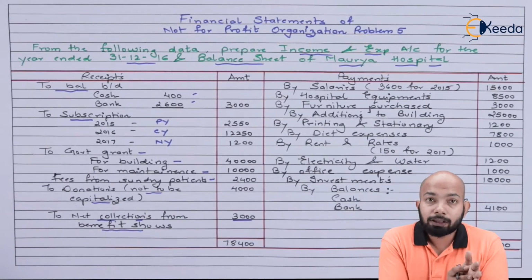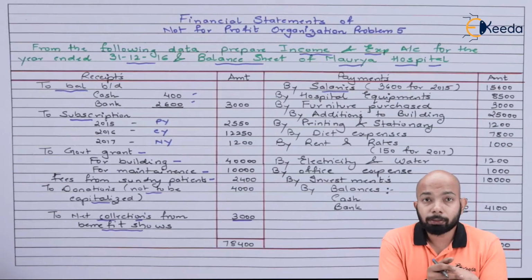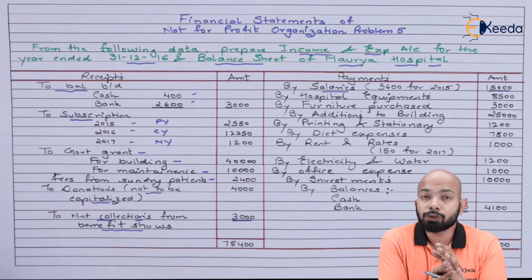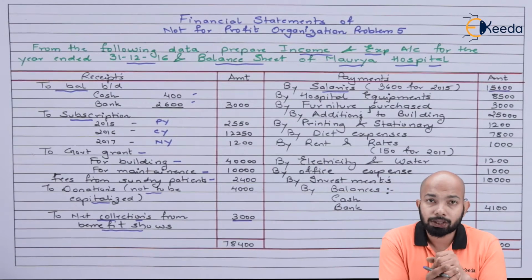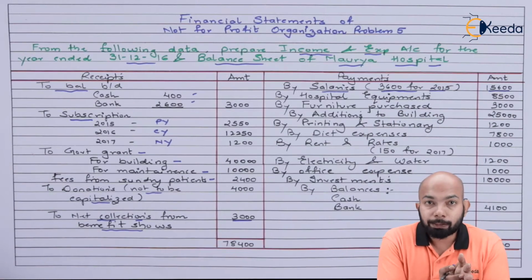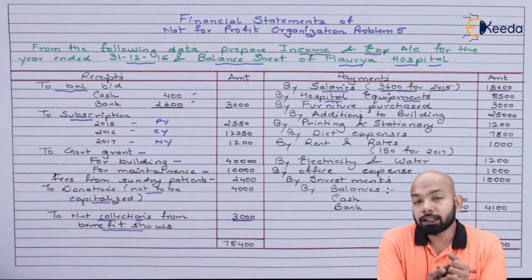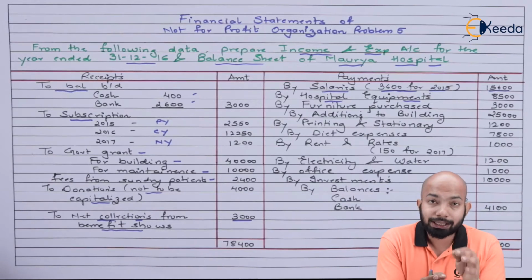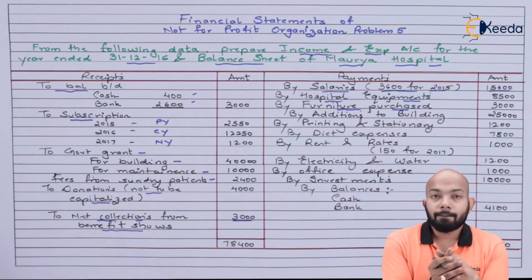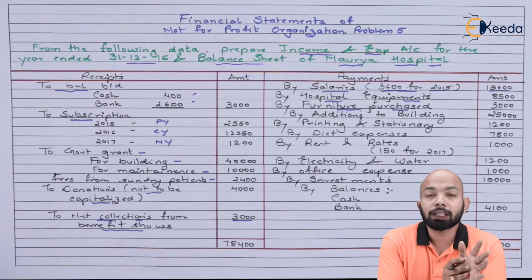Now, on the payment side, we have salaries, out of which the total amount has been mentioned here as 15,600, out of which 3,600 refers to the year 2015. That means previous outstanding. Next one is hospital equipments. We have another item mentioned here as furniture purchase. So this is additional furniture that is purchased here. The next one is addition to the buildings. That means another building has been added, or rather purchased.